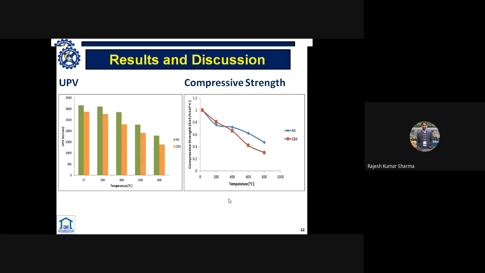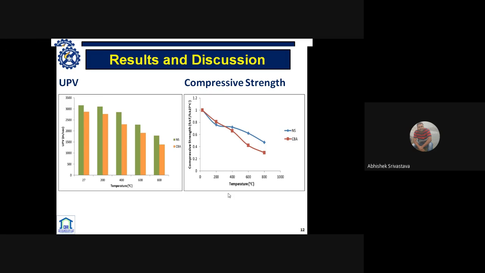Because until the temperature reaches 300 degrees Celsius, almost 300, slightly above that, NS is below CBA, and after that they cross each other. CBA overcomes this one. Sorry, NS overcomes CBA.